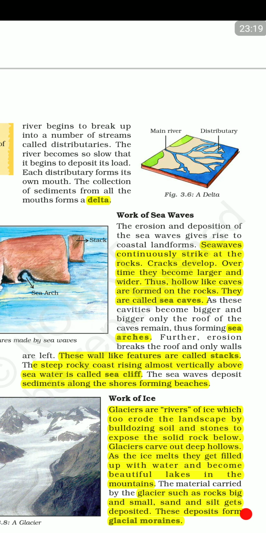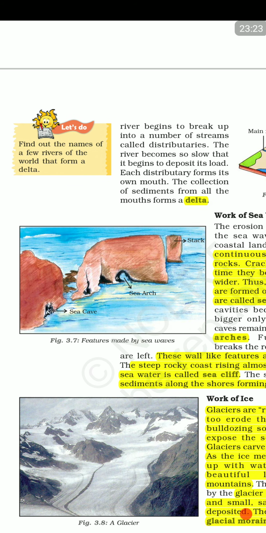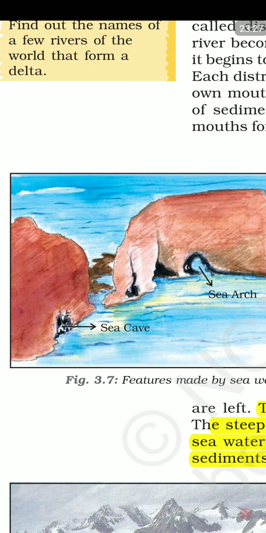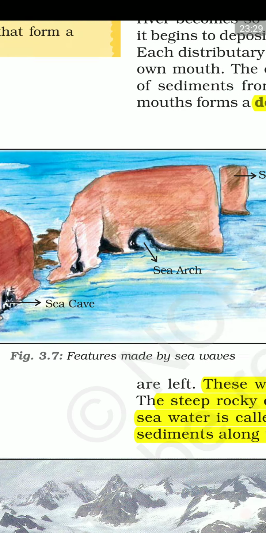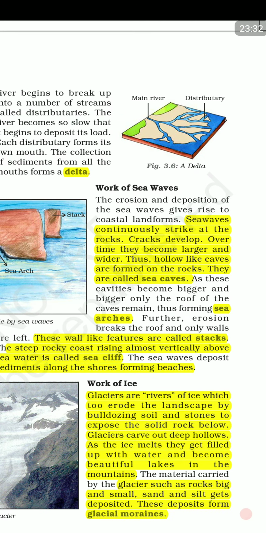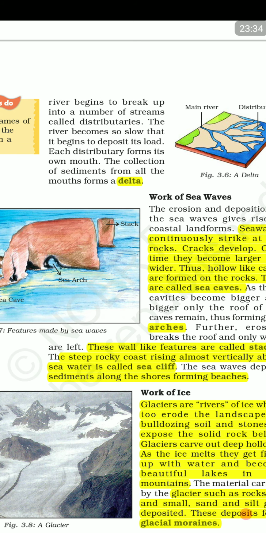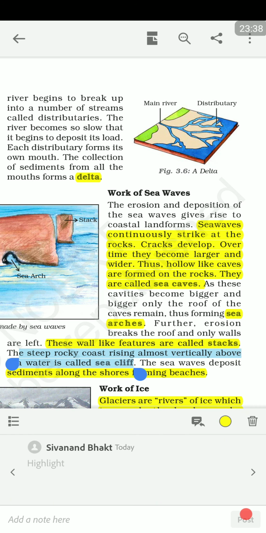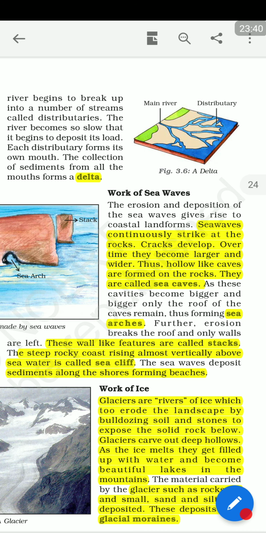As these cavities become bigger and bigger, only the roof of the caves remains, thus forming sea arches. The caves keep on increasing in size, and a sea arch is formed, right? Further breaking of the roofs goes on, and these wall-like features are called stacks.